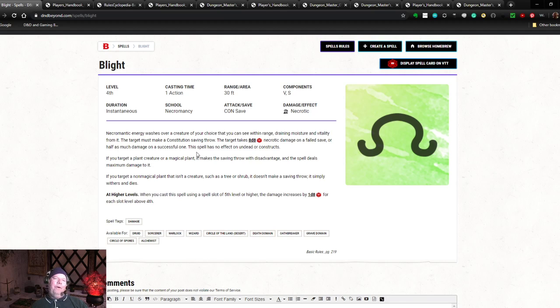So I'd be interested in how you have seen this spell used and any kind of memorable moments where Blight has come into play.